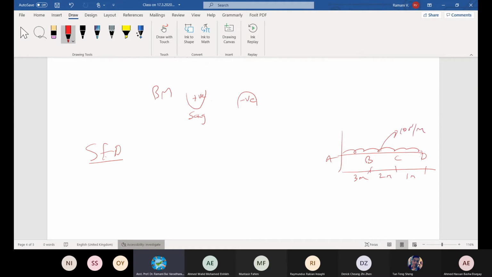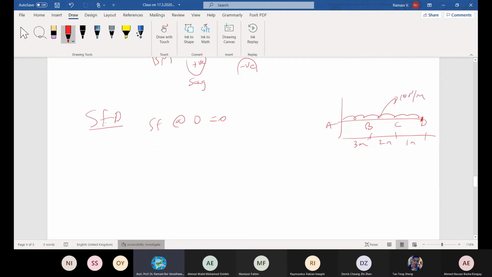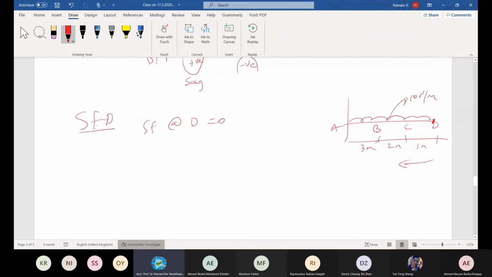Let's start with the left hand side, easy for us to understand. At D, what is the value of shear force? Nothing, it's 0, right? The shear force at D will be 0 because the load has just started. Then moving from right to left, from D to A, start from D.